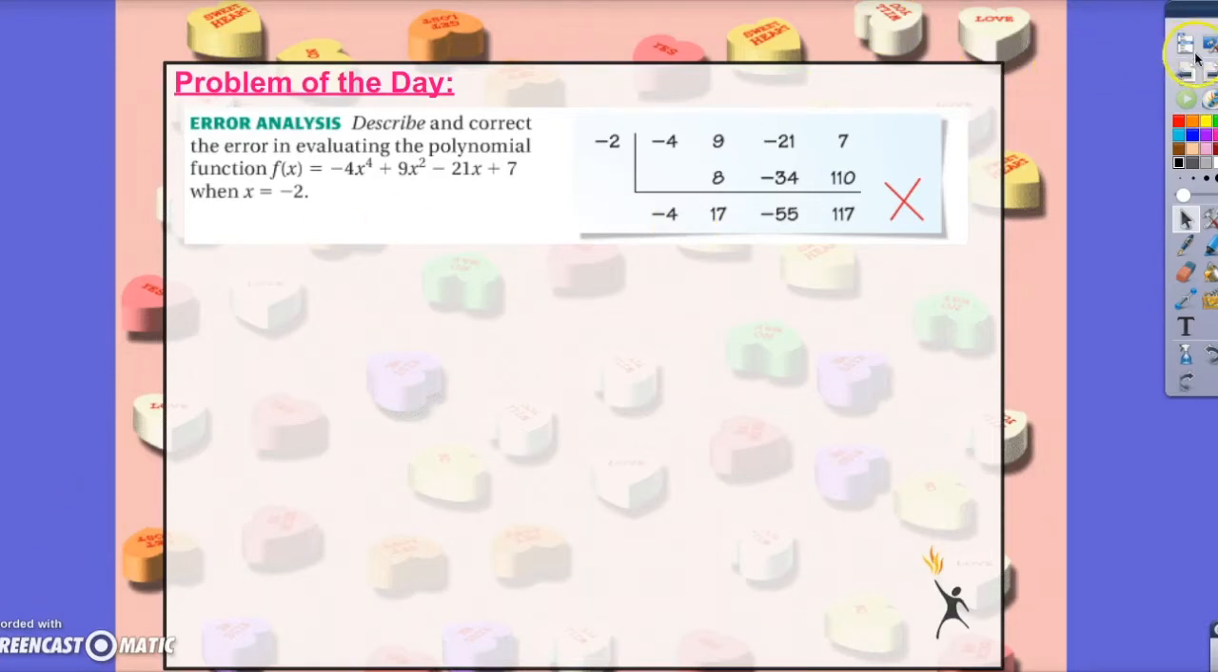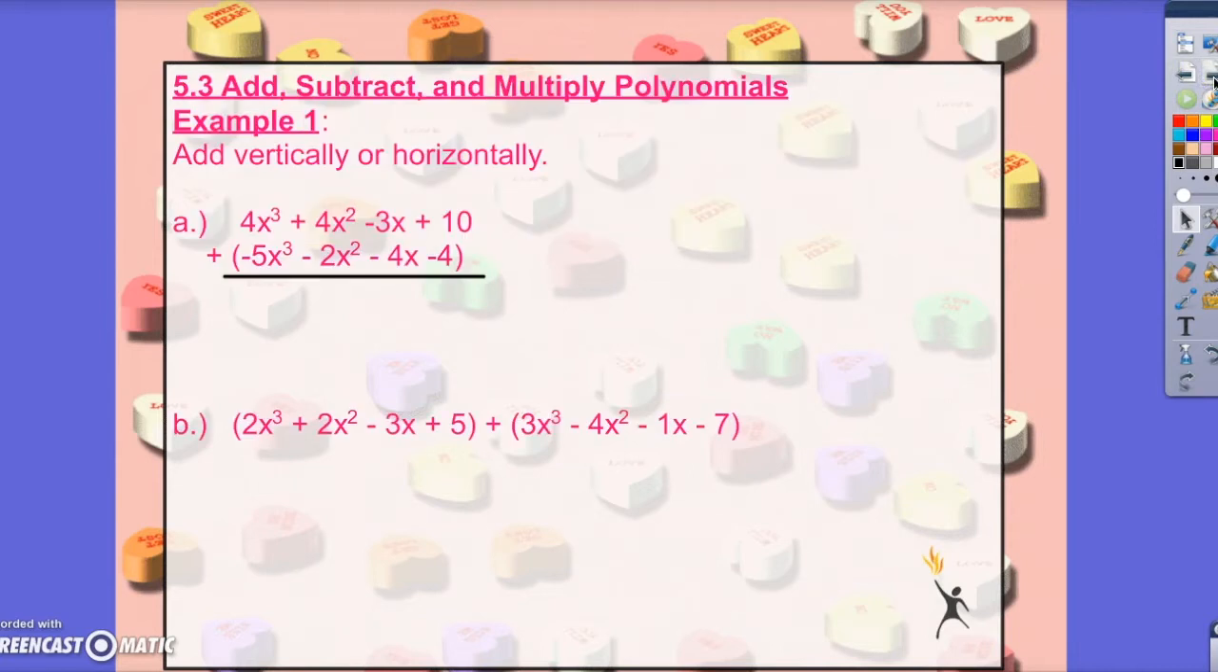Now moving on to chapter 5, we are looking at 5.3 today, which is add, subtract, and multiply polynomials. It fits into this category because we are dealing with polynomials. So far in the chapter, we learned how to identify polynomials and graph them, all right? Now we're looking at some basic operations with them.